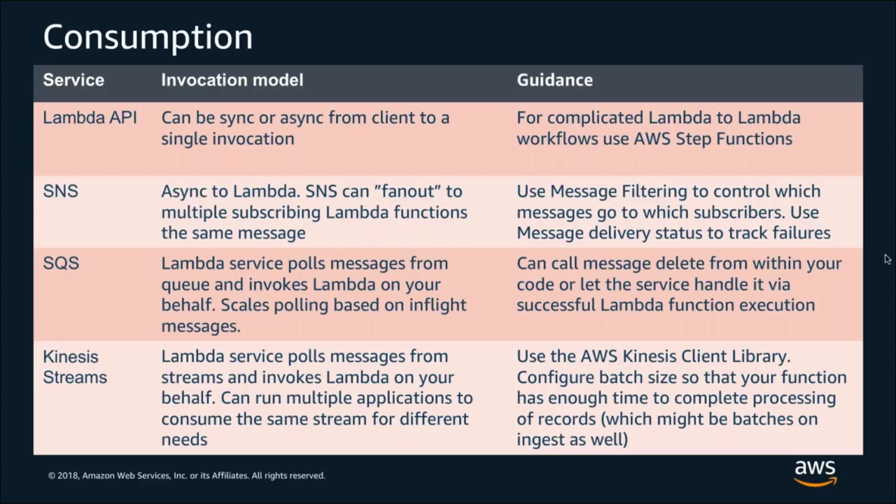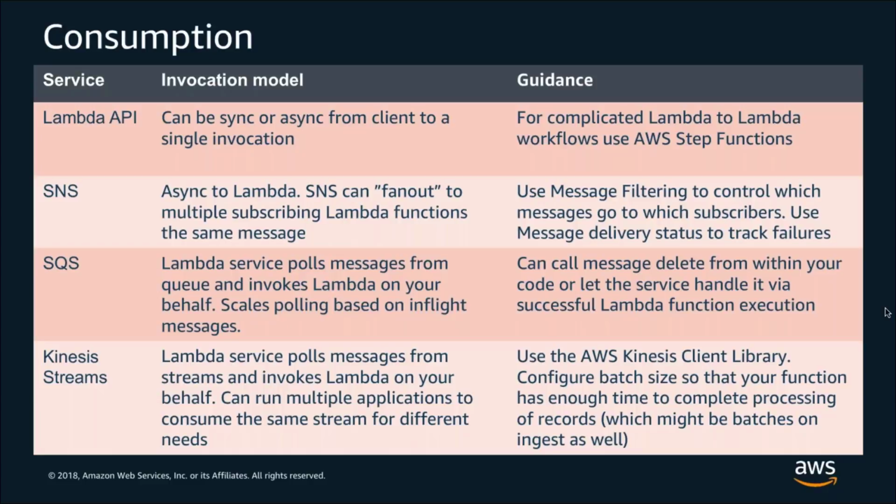With SQS, Lambda maintains a poller that will poll your SQS queue, take messages from that queue, and then invoke Lambda functions synchronously on your behalf. It will then scale the amount of polling that it does based on the number of in-flight messages that the service can detect about your queue.